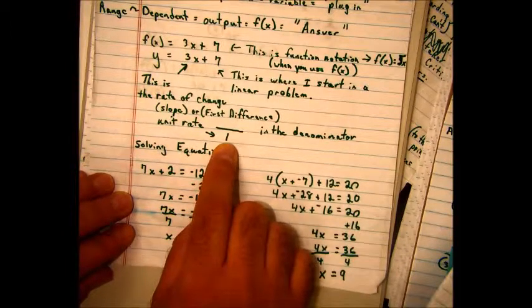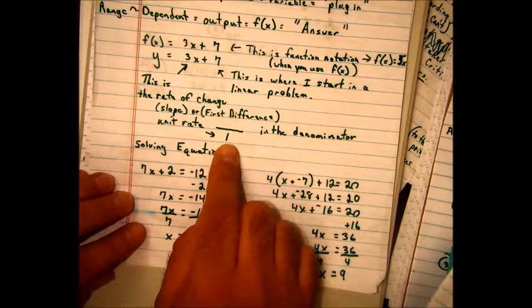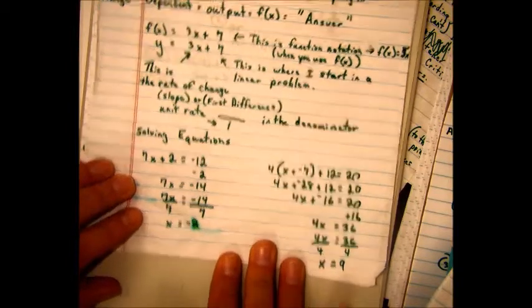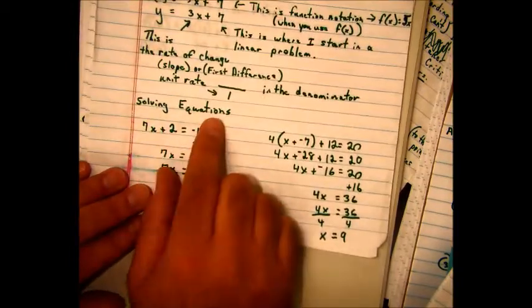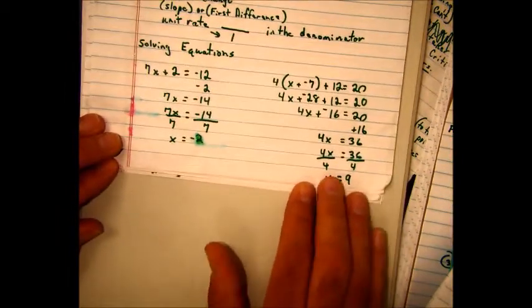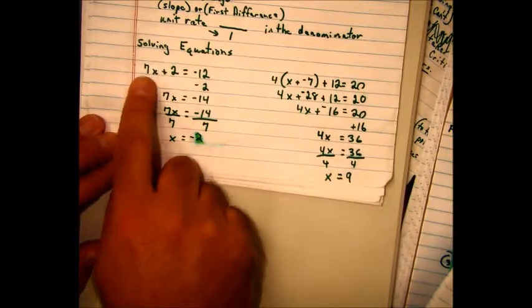Slope or first difference, which are similar. And then unit rate is making sure that you have a denominator of 1. So that means if it's 4 over 5, you'd have 0.2 over 1 is the unit rate. You'd actually do the division and put it over 1.